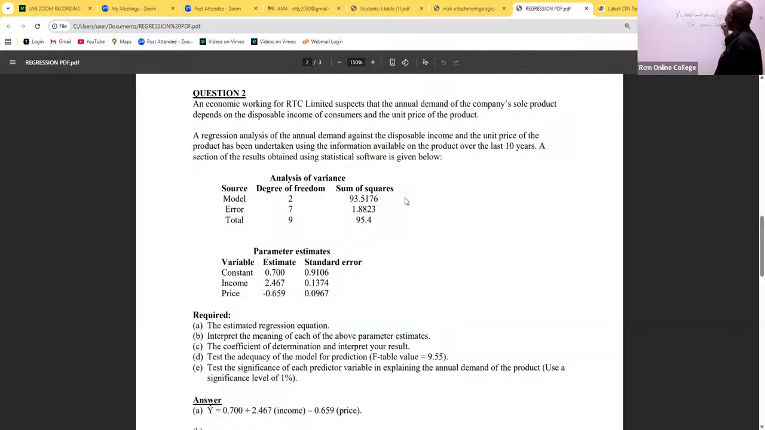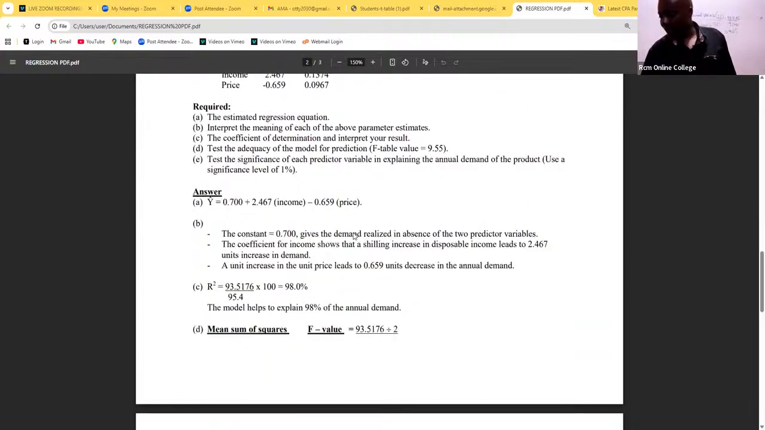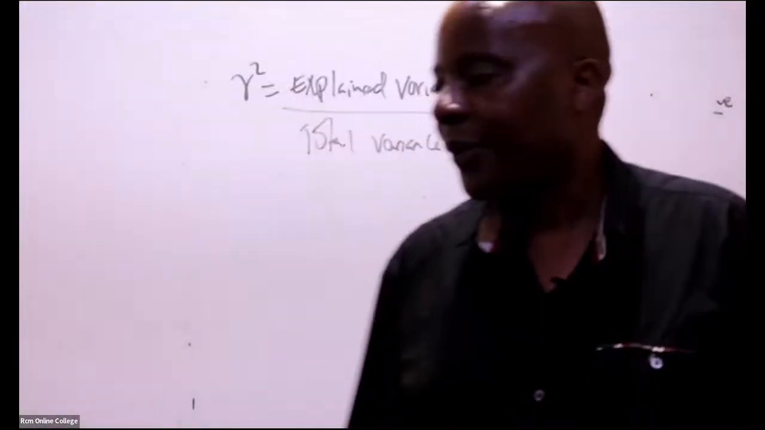So the model, which is the explained variance, 93.5176, all over the total, which is 95.4. This is how they were able to get, is it 96 or 98%? This is how they were able to get the 98%.